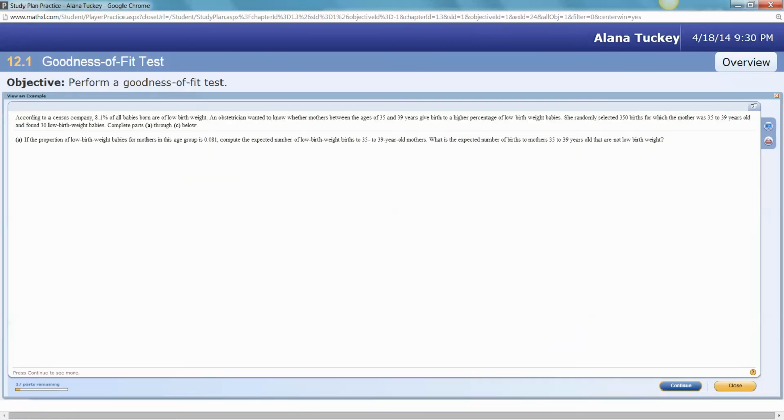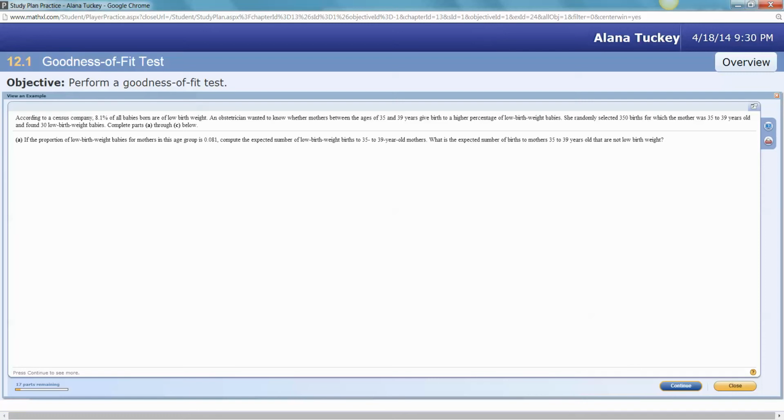Okay, so we have, according to a census company, 8.1% of all babies born are of low birth weight. An obstetrician wanted to know whether mothers between the ages of 35 and 39 years give birth to a higher percentage of low birth weight babies. She randomly selected 350 births for which the mother was 35 to 39 years old and found 30 low birth weight babies. Complete parts A through C below.